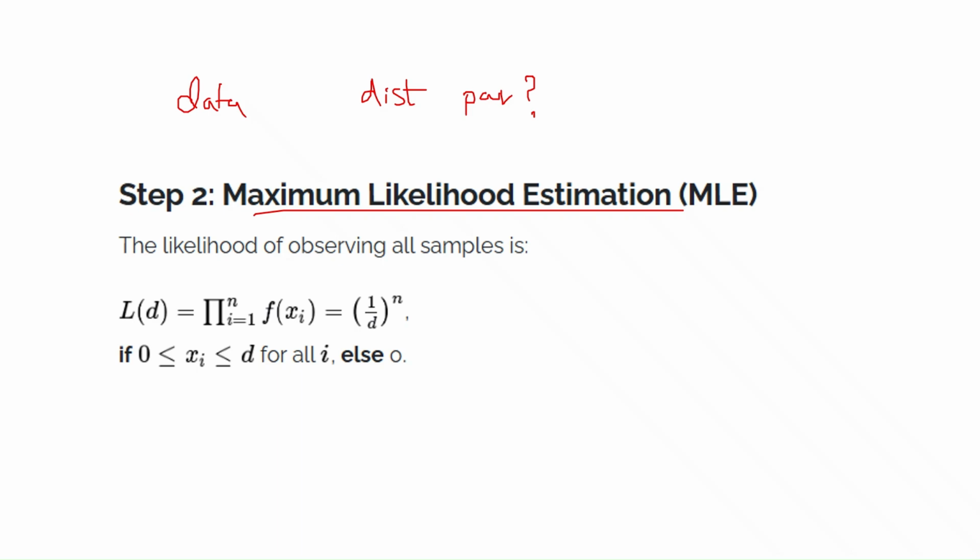So the likelihood of observing all the samples is given by, we call this function L, where d is the parameter. This likelihood function would be the product of f of xi for all i. Now, what does this mean? So we have the PDF given by f of x, which is the probability of observing a given data point x.